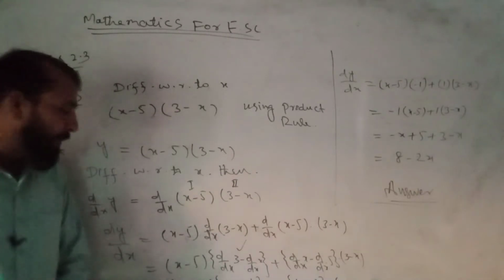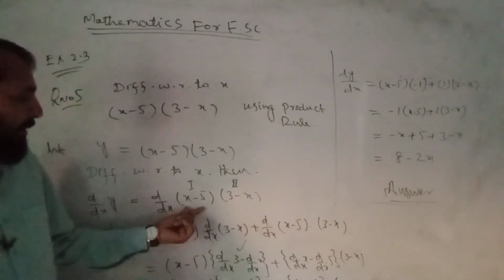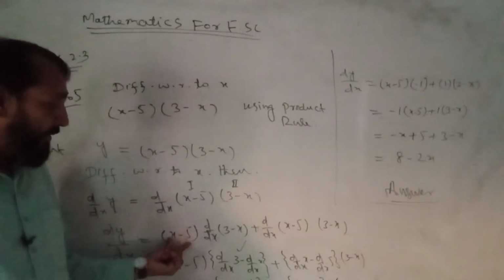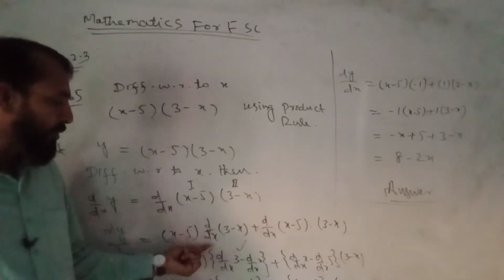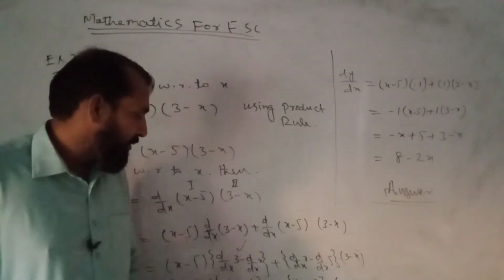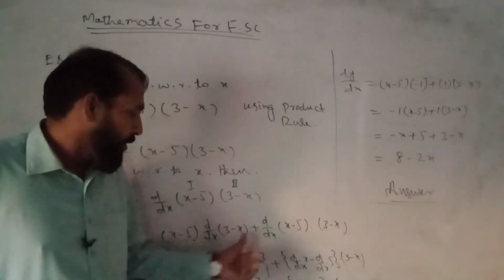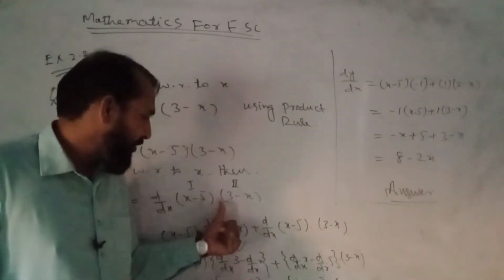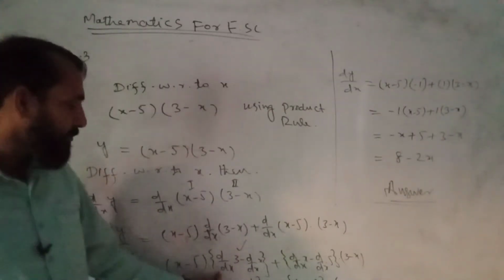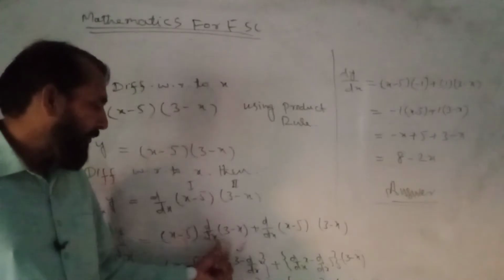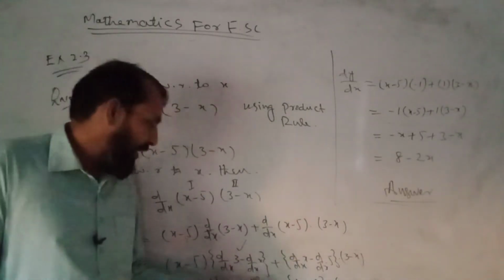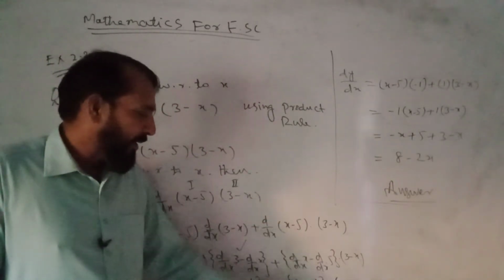Now we apply the product rule. You know the first function and the second function in the product rule: the first function we write as it is and the second function we differentiate, and after this we always take the sign positive. Then the first function we differentiate and the second function we write as it is. The next step is to apply the derivative to the values in the brackets separately.